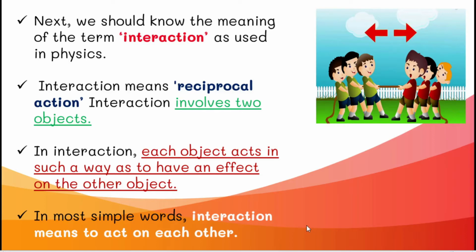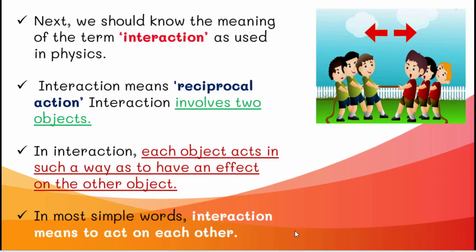In interaction, each object acts in such a way as to have an effect on another object. You can see in the picture, there are three people on each side. They are pulling each other. One side is pulling the rope, and the other side is also pulling the rope. So here two objects are involved. They are giving equal and opposite force.